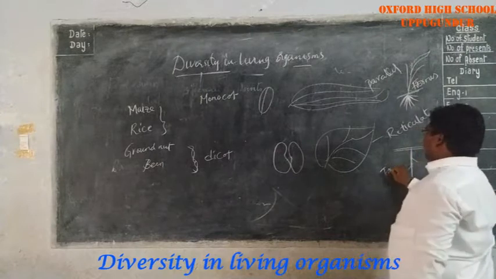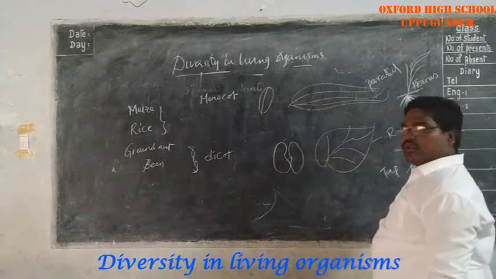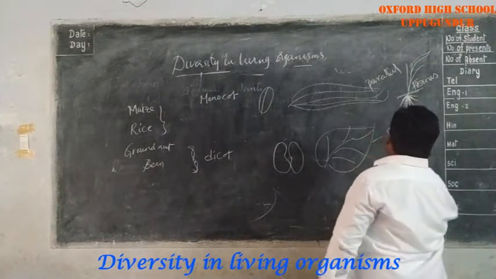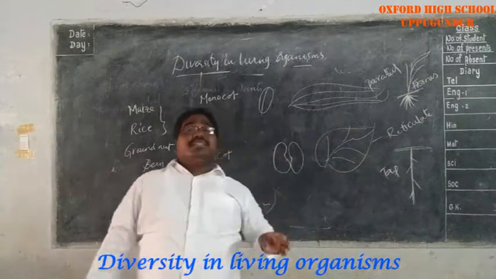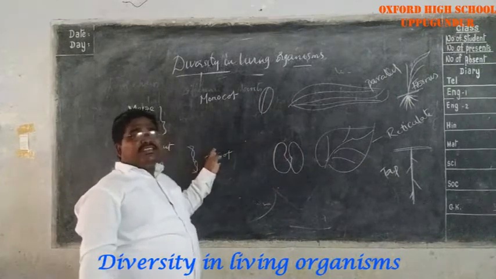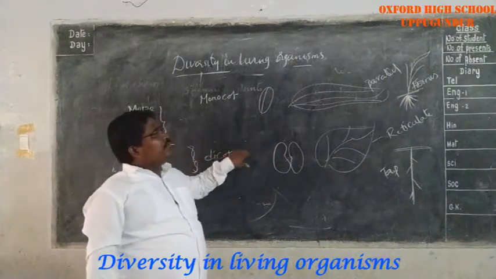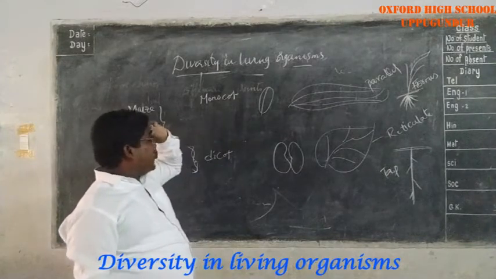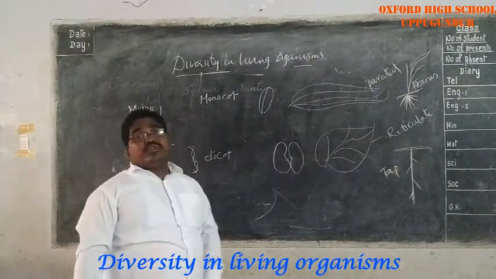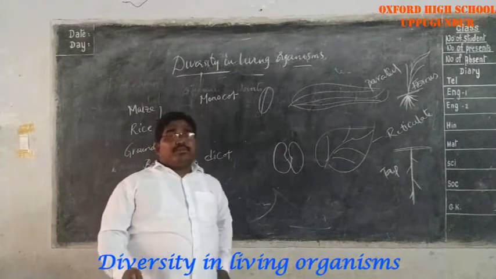This is tap root. Okay, so tap root. This one is fibrous root. So by observing the differences between the seeds and the plants and root system and the leaves, we may notice that the monocots and the dicots are two types. That means the plants are two types. Flowering plants and non-flowering plants like that.